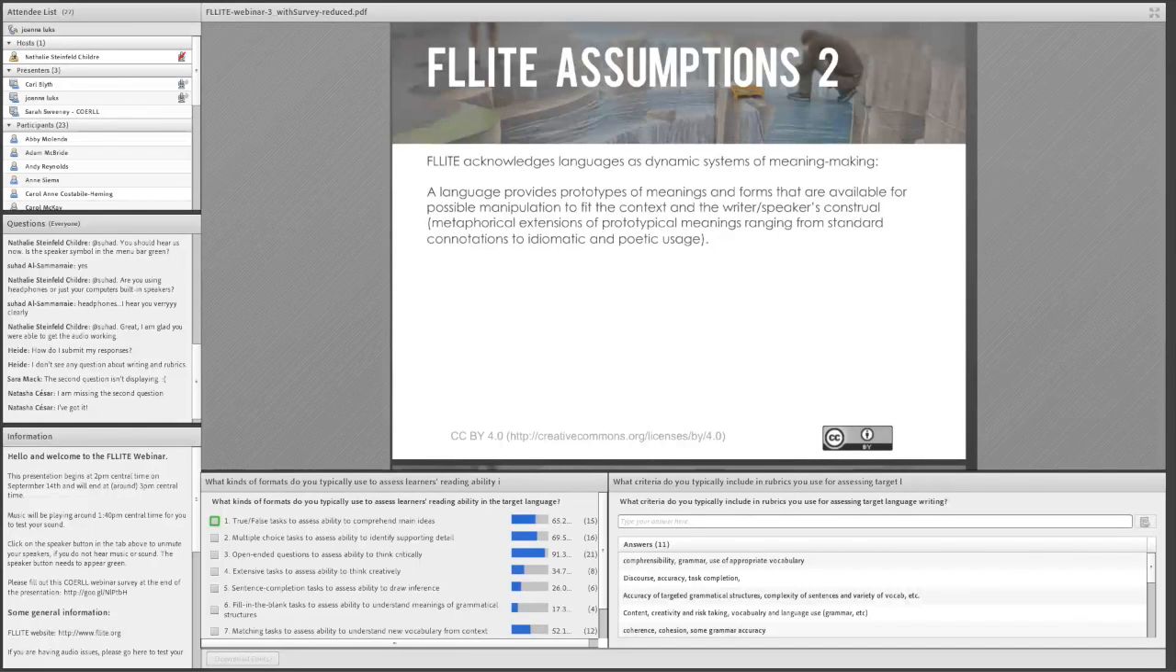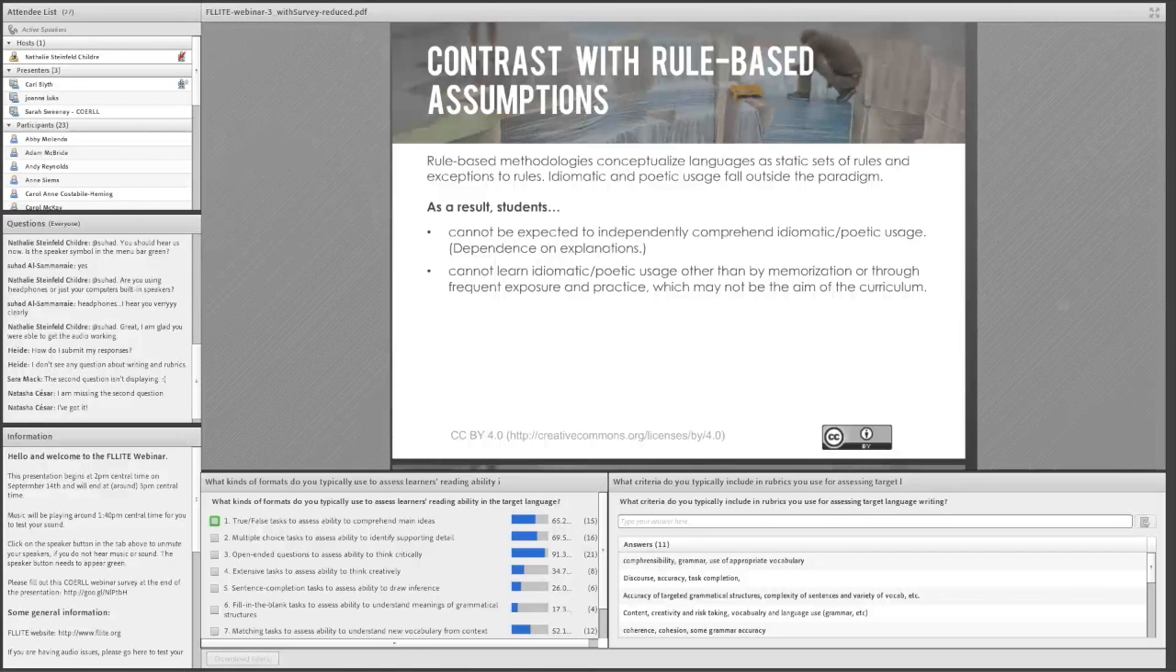So something that may help is to consider the contrast in assumptions and principles that FLLITE, which is a systems-based approach, presents in relationship to rule-based assumptions and practices. Rule-based methodologies, which are the norm, the dominant paradigm, conceptualize languages as static sets of rules and exceptions to rules. As a result, idiomatic and poetic usage fall outside the paradigm. And therefore, students cannot be expected to independently comprehend idiomatic poetic usage when they encounter it for the first time, right? So they're dependent upon explanations given either by the teacher or by the textbook. They also cannot learn idiomatic or poetic usage other than by memorization or through frequent exposure and practice, which may not be the aim of the curriculum, right? We don't necessarily want to spend a lot of time learning usage that is specific to a particular text.